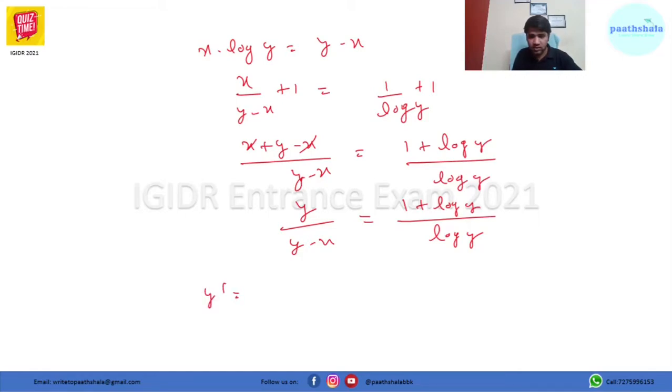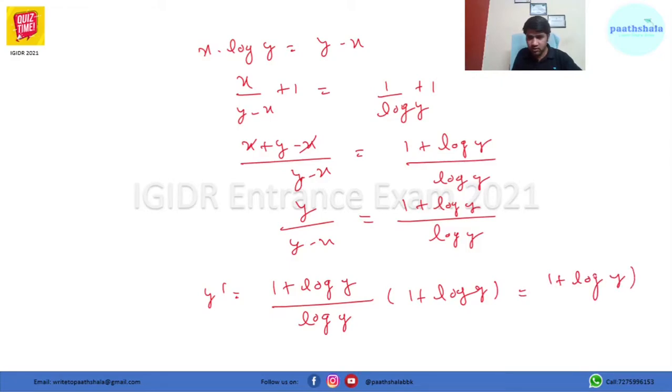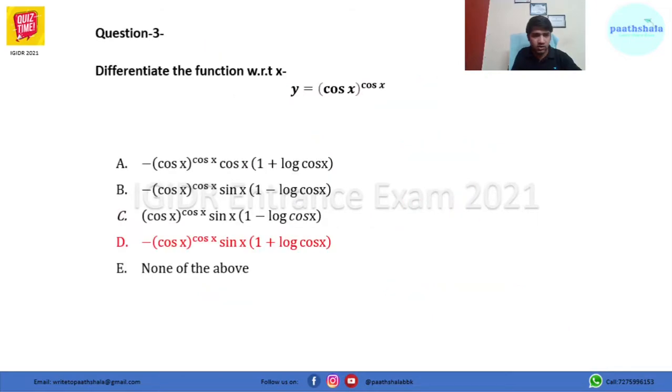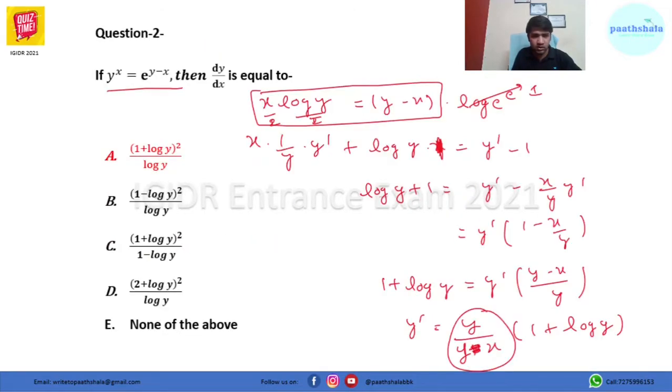So this comes out to be 1 plus log y upon log y. Here it was 1 plus log y, so we'll multiply it and it will come out to be 1 plus log y whole square upon log y. Okay, so that is the thing. Now let's move to the next question. So according to the question, option A is the right option.